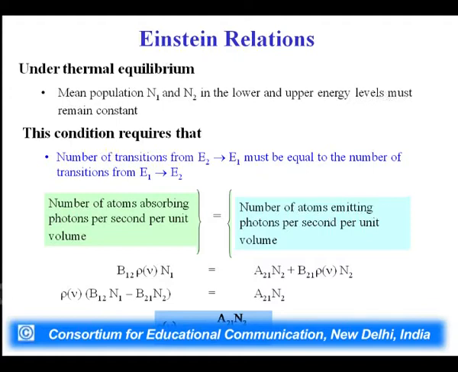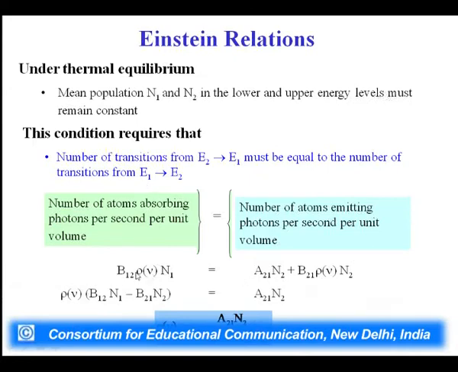Einstein defined this relation to explain the absorption and emission phenomena, which is defined by the Einstein relation. Define the condition under thermal equilibrium, which means the populations N1 and N2 in the lower and upper energy levels must remain constant. This condition requires that the number of transitions from E2 to E1 must be equal to the number of transitions from E1 to E2. It means the number of atoms absorbing photons per second per unit volume must be equal to the number of atoms emitting photons per second per unit volume. Absorbing and emitting will be equal.